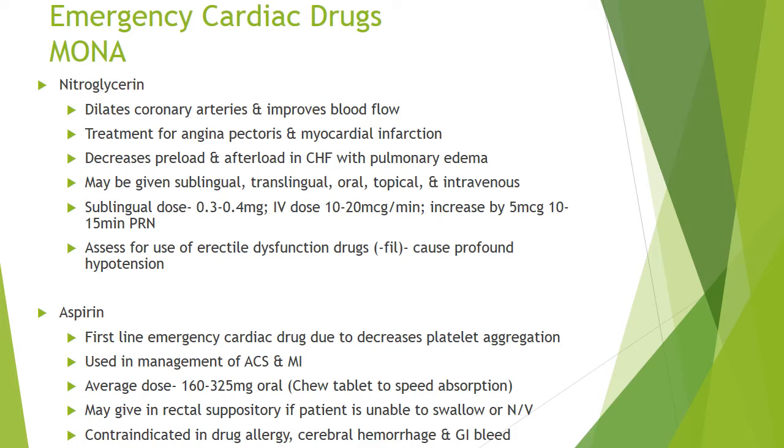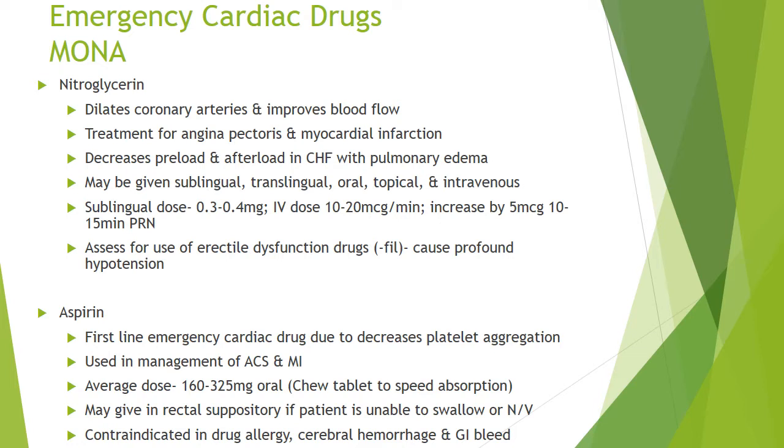Nitroglycerin can be given in several different forms. It may be given sublingually, translingual, oral, topical, and even IV. Usual sublingual dose is about 0.4 milligrams. It's going to go underneath the tongue, and we want to tell our patients to make sure they leave it there until it dissolves. Translingual is usually in a spray bottle, so they get just one spray as one dose.